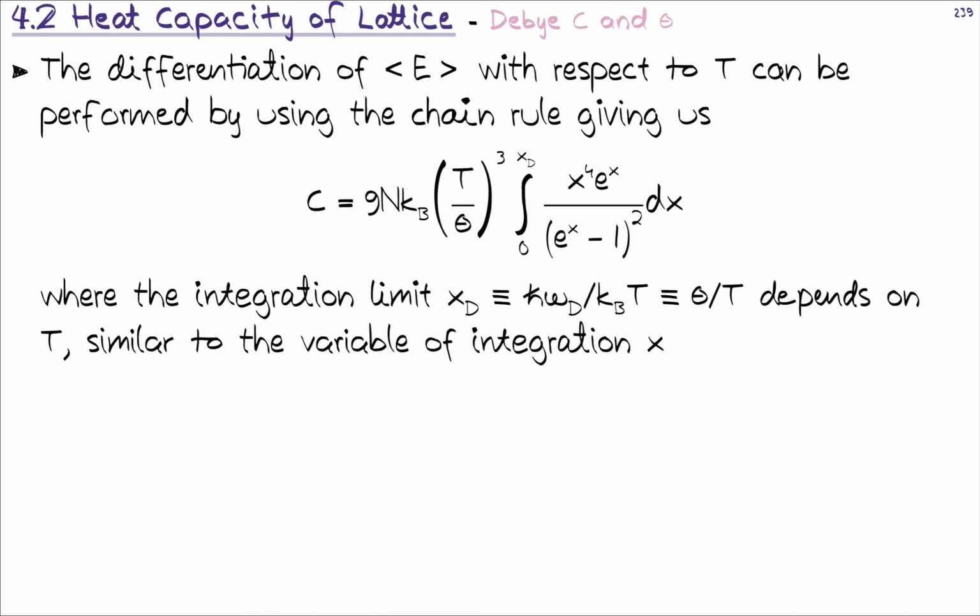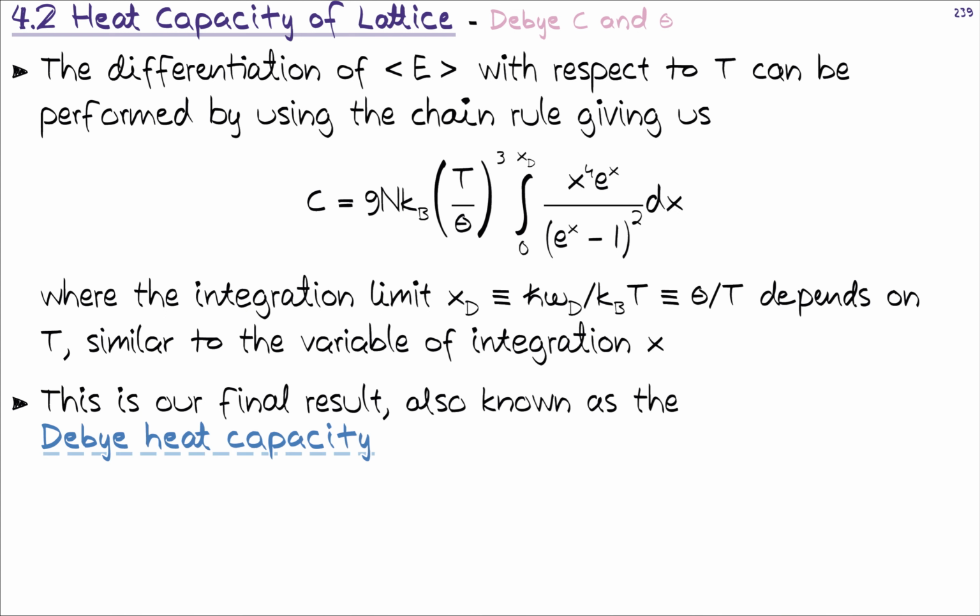So if we go to a different temperature and we want to calculate the heat capacity here, please note that the temperature dependence is also inside the integrand and in the limits, and not just this T cubed dependence. So this is not the simplest functional form as a function of temperature. But this is our final result, and this result is known as the Debye heat capacity.